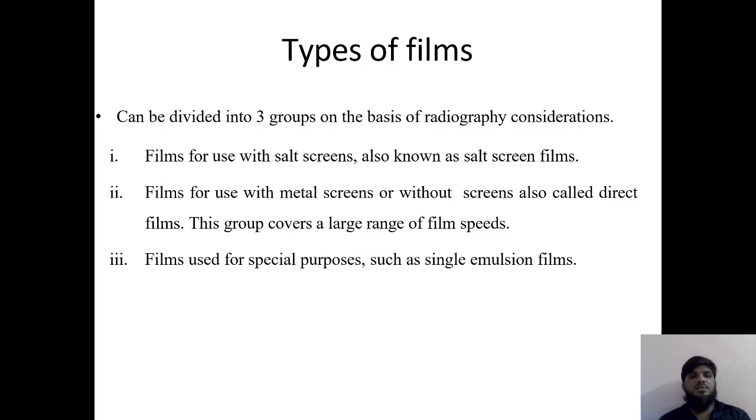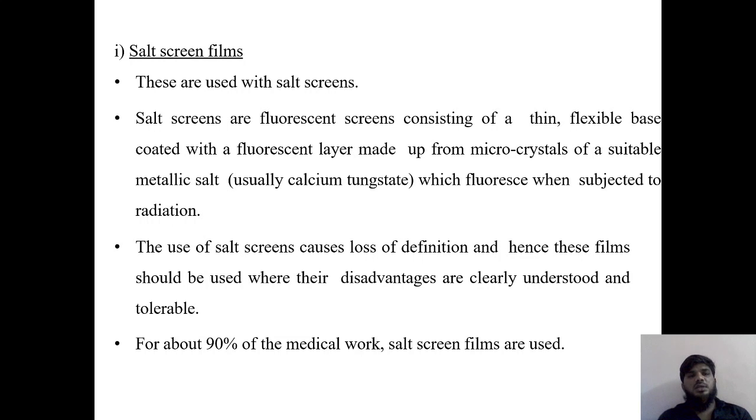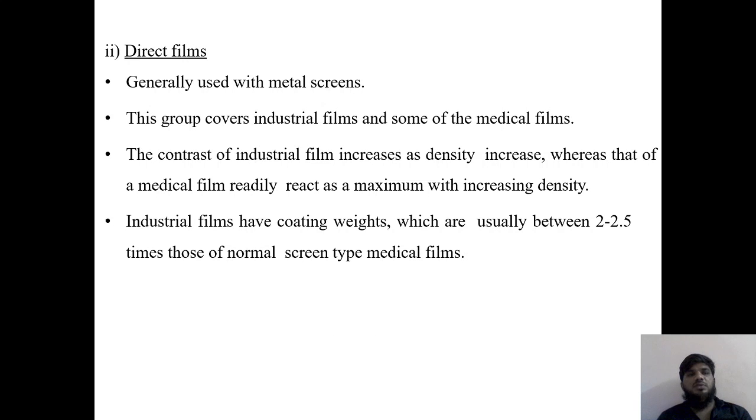So, types of films: the films used with salt screens are also known as salt screen films. The films used without metal screens are called direct films. The films used for special purposes are called single emulsion films. Salt screens, we have already seen, use metallic salts, that is calcium tungstate, which I have directly seen.